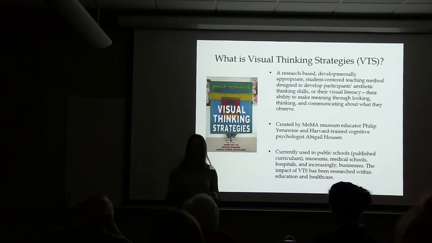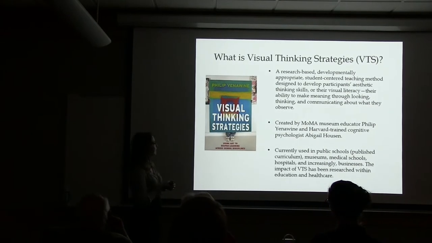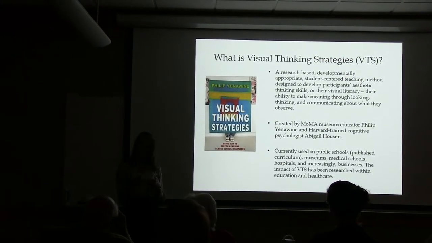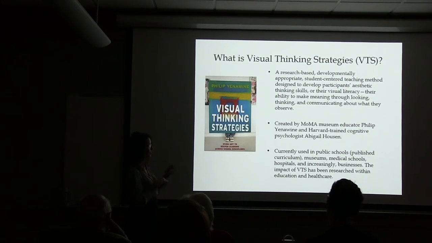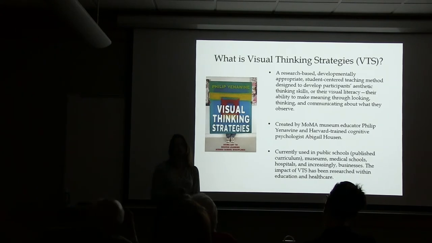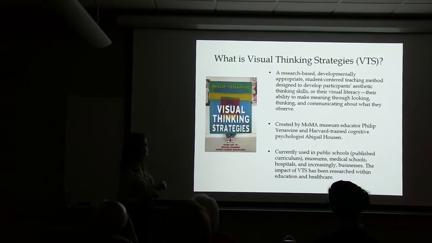Some people call this visual literacy. And that means how we think through looking and how we also communicate about what we're seeing. VTS is used exclusively with art in most contexts. It is increasingly being used with texts, with math problems, with software and development, things like that. So it's starting to expand its reach, especially with scientific images.